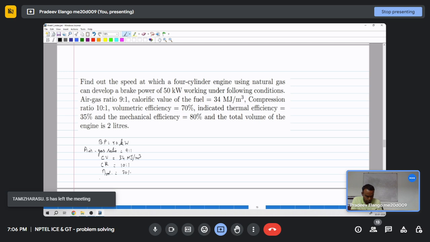Indicator thermal efficiency, ITE, is 35%, and the mechanical efficiency is 80%. Total volume of the engine is V displacement. Displacement is 2 liters.